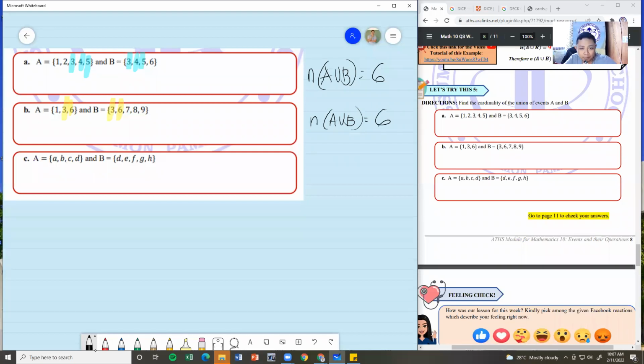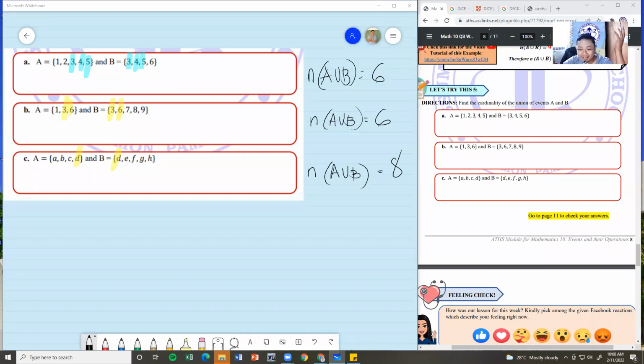And finally, what is the cardinality of the union of A and B in letter C? Go. Find if there is intersection and then count them as 1. So we have 1, 2, 3, 4, 5, 6, 7, 8. That's 8. Got it? And we're done. Show me a reaction if that's clear to you. I told you our lesson for today is just easy.